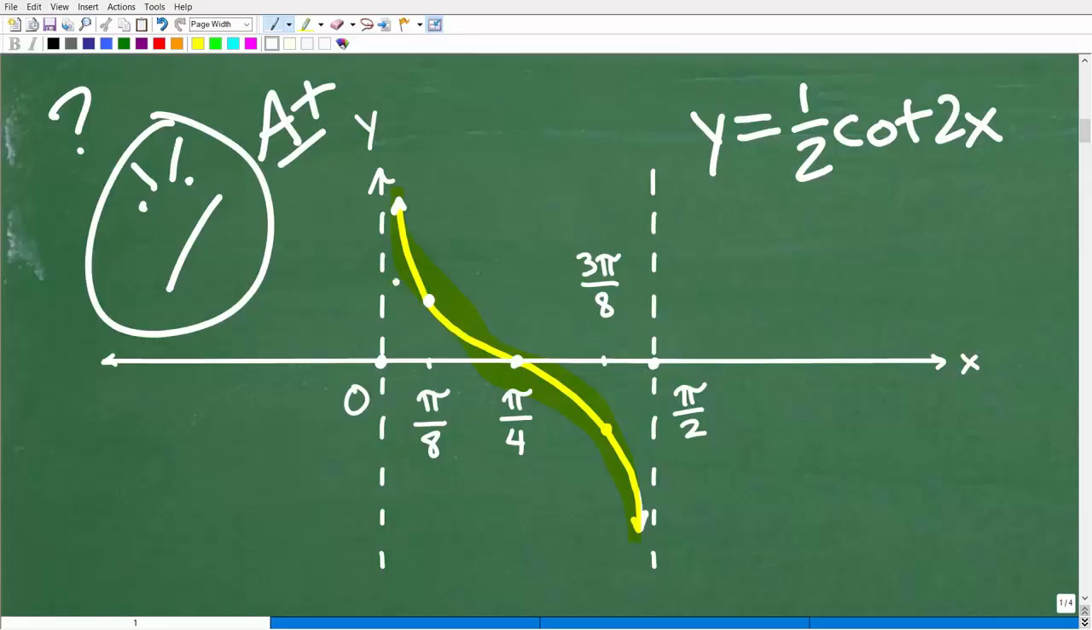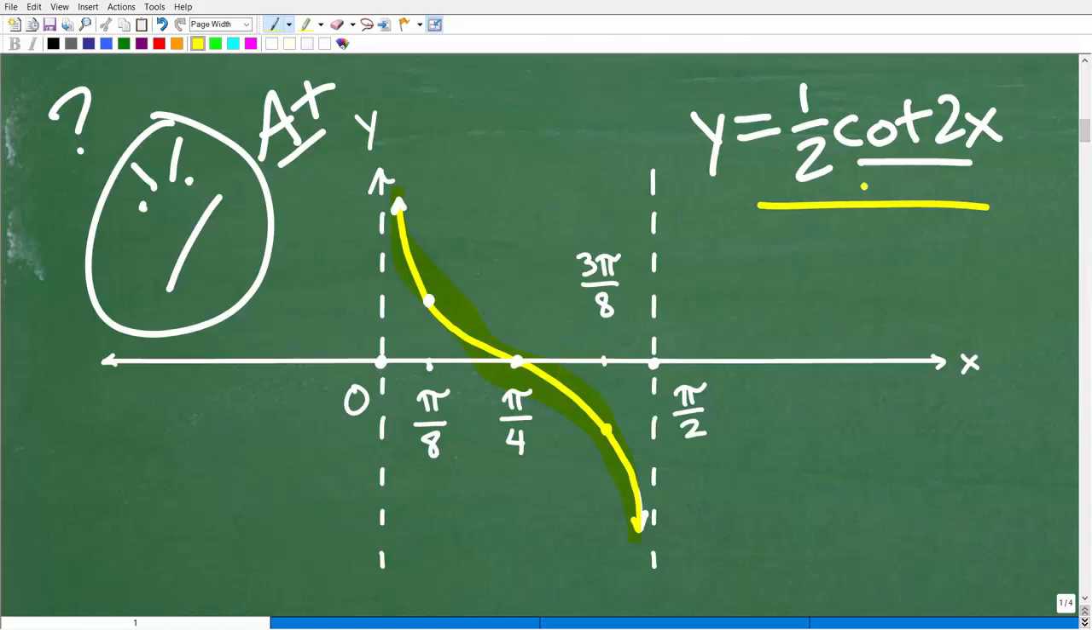But anyways, this is one period of this cotangent graph, and you can see it goes through pi over 4 right here, and then we have some critical points, pi over 8 and 3 pi over 8, and the period is pi over 2. Okay, so this is the graph of this function. How do we get this graph? Well, let's start talking about this right now.